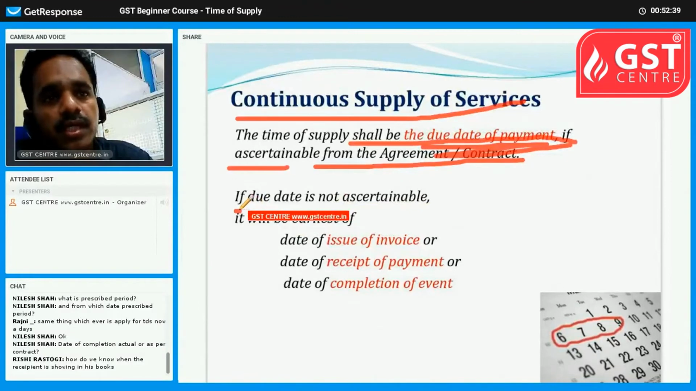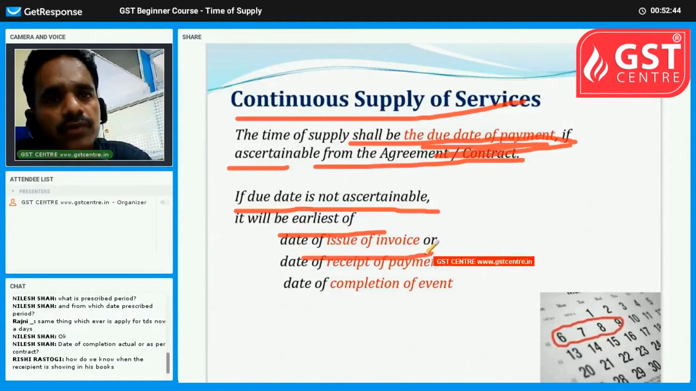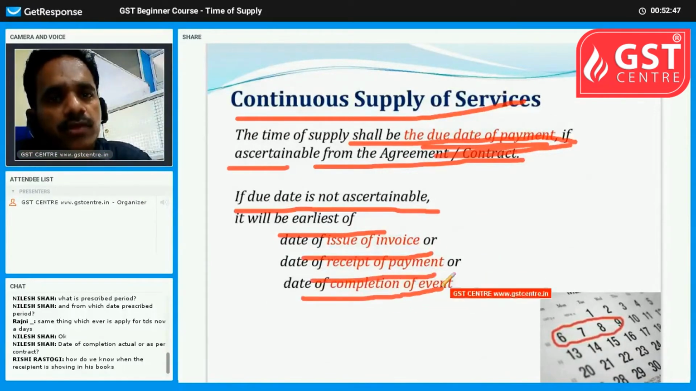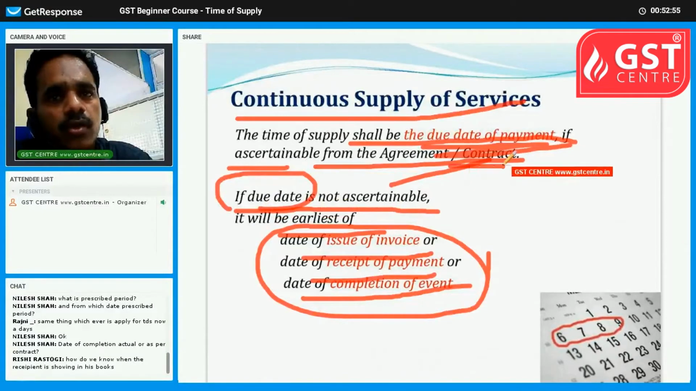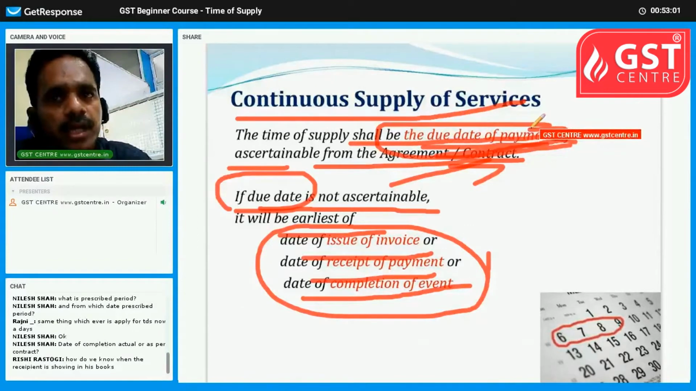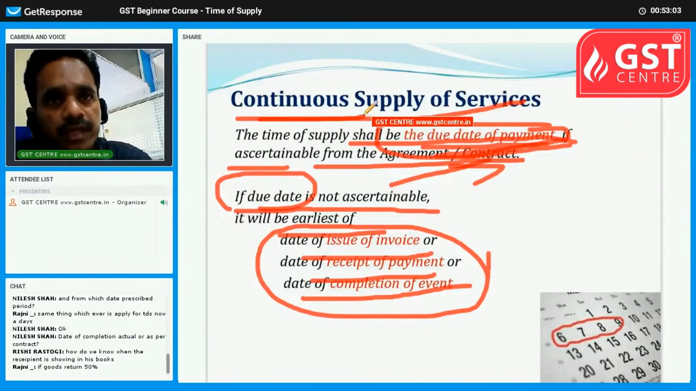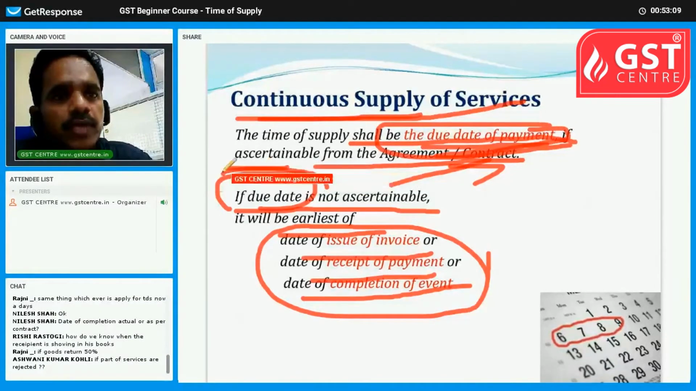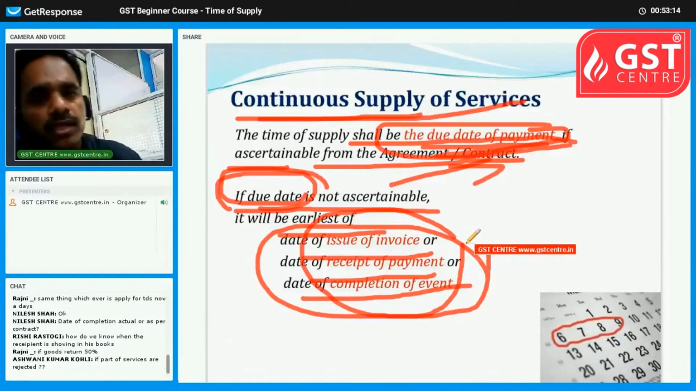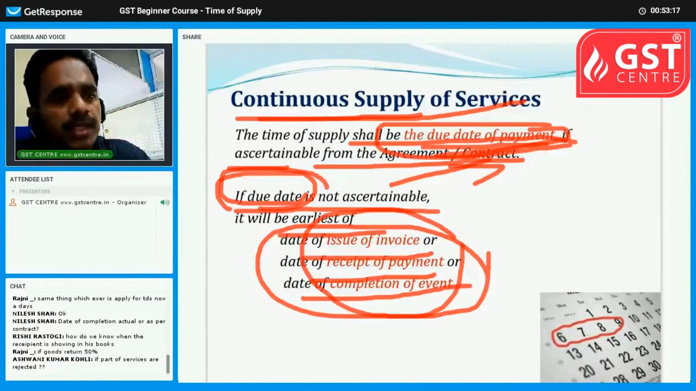Like this. And if the due date is not ascertainable, then the earliest of the issue of invoice, receipt of payment, or completion of event will be taken. So all these dates should be analyzed if the due date is not ascertainable from the contract. If the contract or agreement gives the due date of payment, regarding installment payment or in the case of continuous supply of services, then that date should be taken as the time of supply. And if the due date is not ascertainable, then the date of issue of invoice, receipt of payment, or completion of event, whichever is earlier, should be taken.